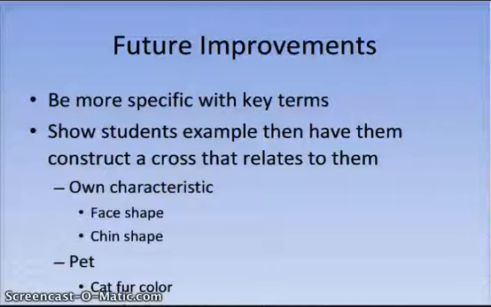It could be with their own characteristics, like their face shape or chin shape. They take their own characteristics from their mom and dad and create their own Punnett square. Or they could do their own pet, so their own pet colors. So I think that's how I could improve that lesson and make it more effective for the students.